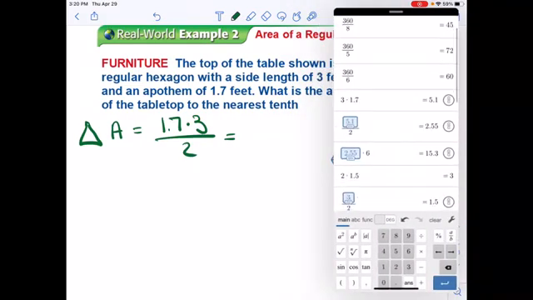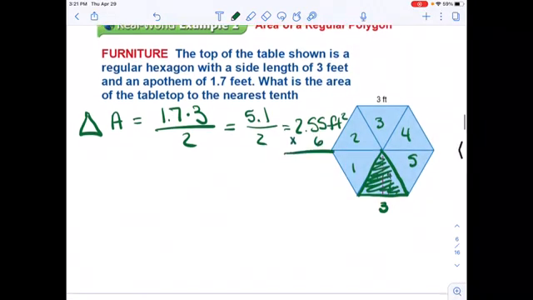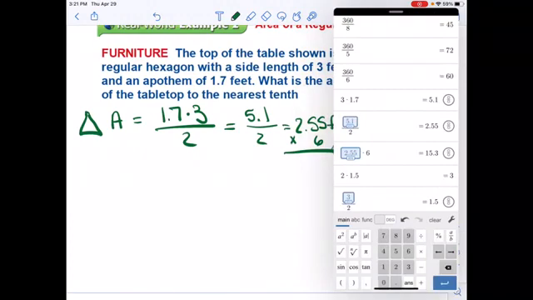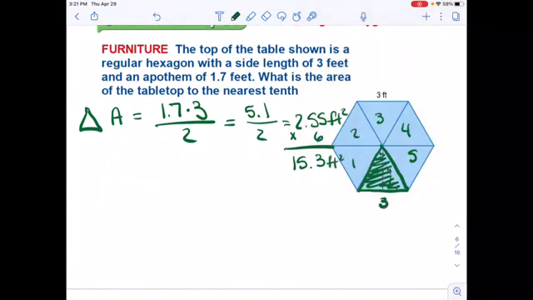So 3 times 1.7 is 5.1, divided by 2 is 2.55 square feet. That is just this triangle though. To find the whole thing, we then multiply by 6. And our whole area is 15.3 square feet.